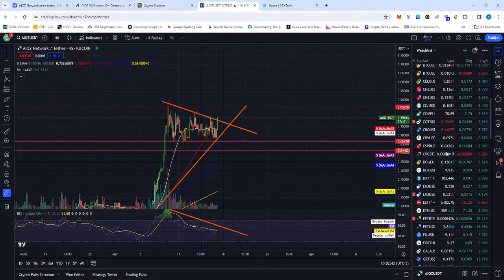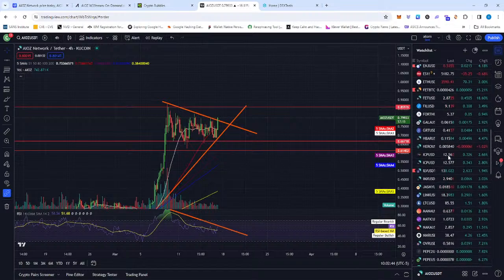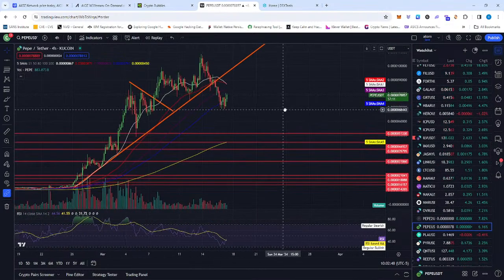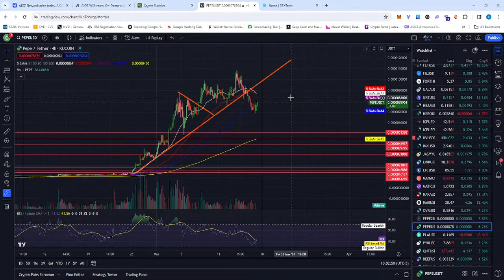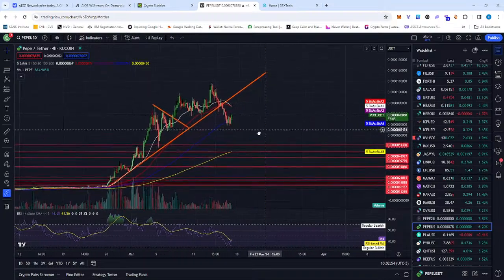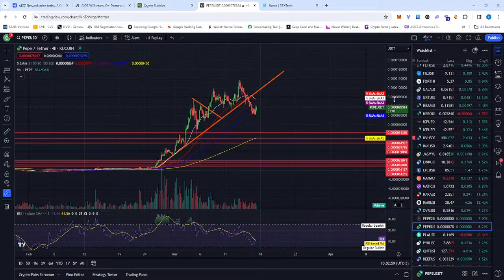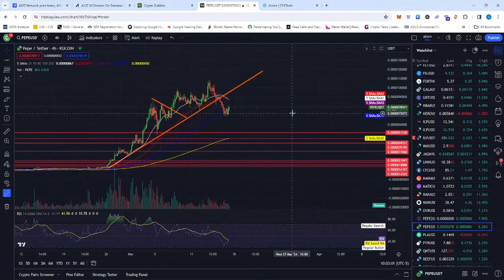Now, we'll look at Pepe. Pepe is kind of weird. It'll fall by 80% and run up 800%. So long as its momentum is tied to Bitcoin, whatever Bitcoin and Ethereum do, Pepe is going to do. So keep that in mind.